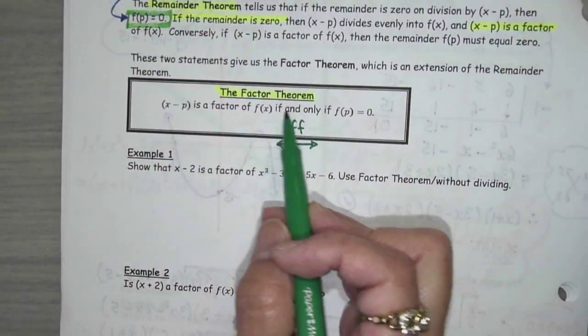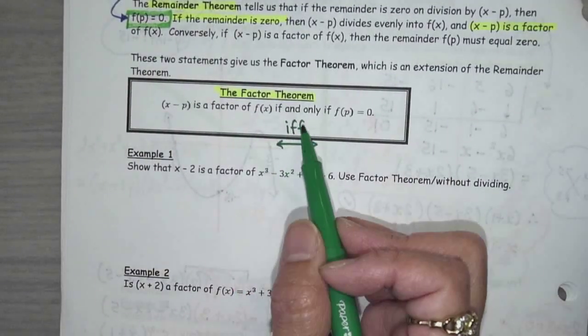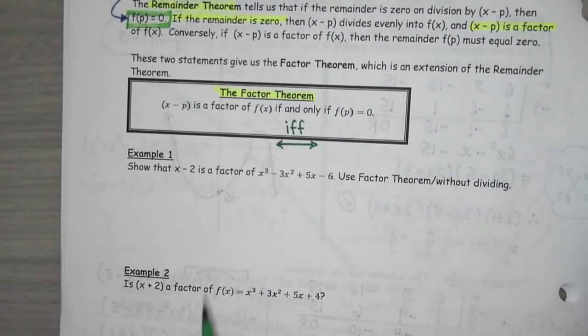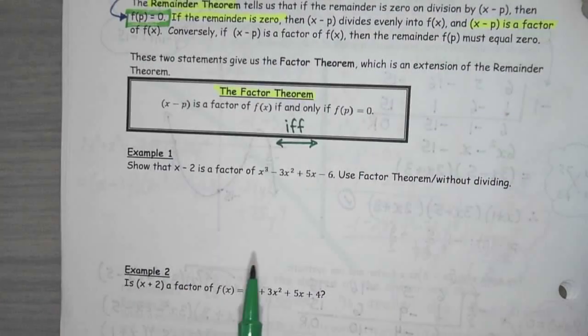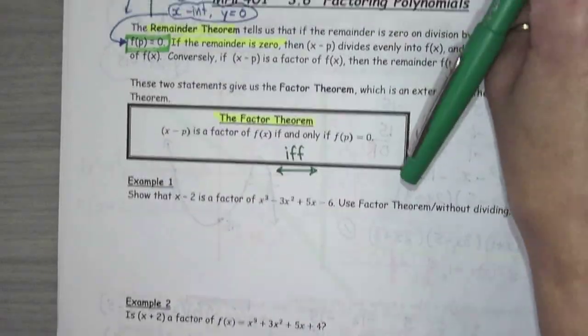So that's if and only if. Again, if you've ever seen a math book say IFF, it means it's a backwards and forwards if and only if statement. Okay. So that's the factor theorem.